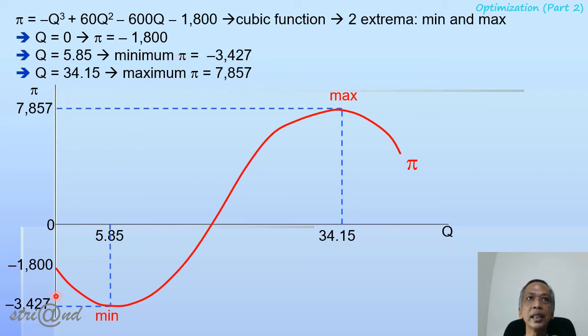This is the vertical axis for the profit, the horizontal axis for the Q, and we can see here that when the quantity is 0, the profit is negative 1800. So the point is here. And the minimum profit is negative 3,427, so it is here. When the quantity is 5.85, the profit is at minimum, negative 3,427. And when the quantity is 34.15, the profit is at maximum. The maximum profit is 7,857.